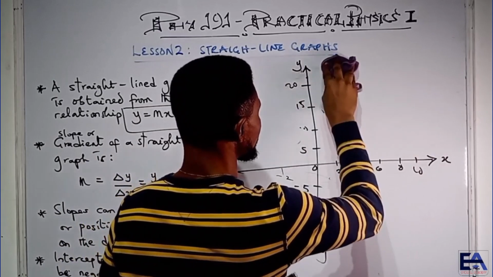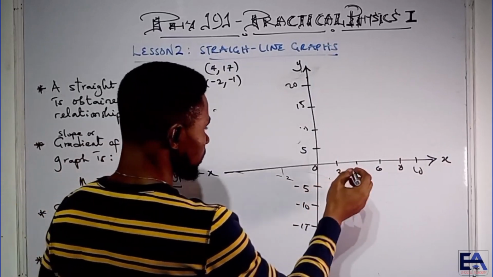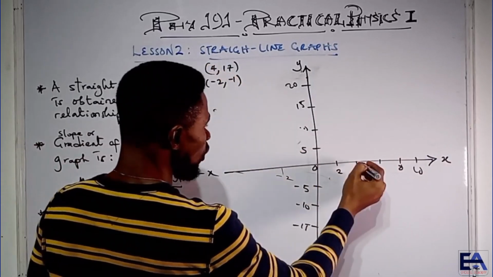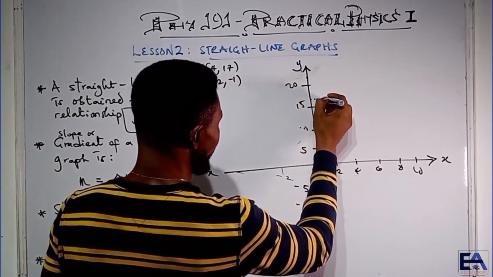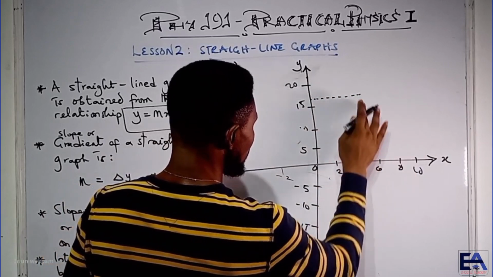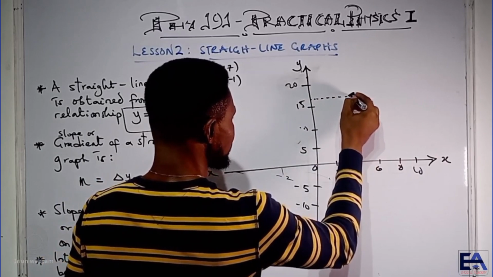So I'm still coming back to gradient and intercept. All right, so let's just check this out. When x is 4, y is 17. This is 15, so 17 should be somewhere around here. And then 4 goes up and they intersect here.